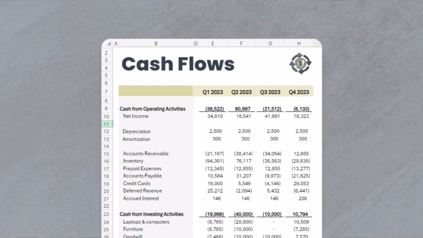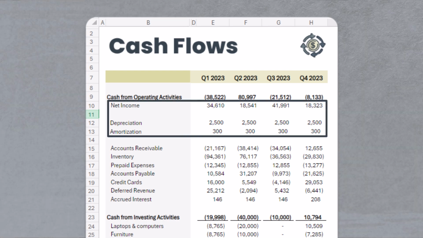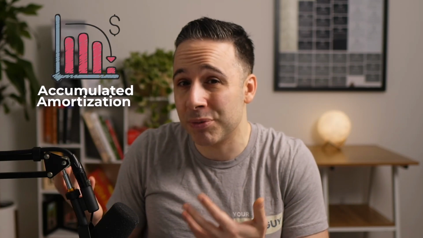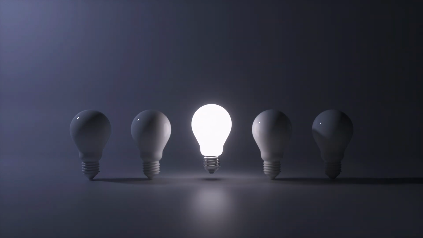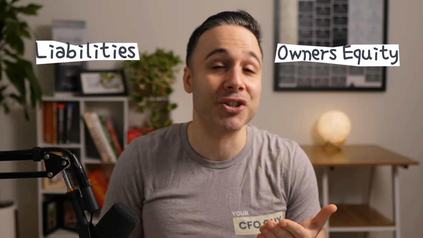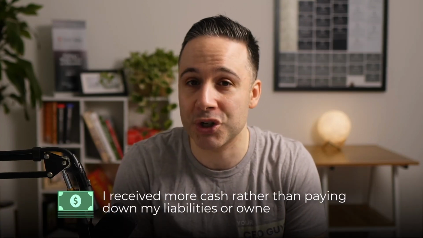In reality, you'll also pull in net income, depreciation expense, and amortization expense from your profit and loss instead of your balance sheet. But that should really just represent the net change in your retained earnings, accumulated depreciation, and accumulated amortization from one period to the next. But let's think about a statement of cash flows from a logical perspective. The general idea is that if any assets in my business go up other than cash, well, that means that instead of receiving cash, I received another asset. If any liabilities or owner's equity balances go up, well, that means that I received more cash rather than paying down my liabilities or owner's equity.